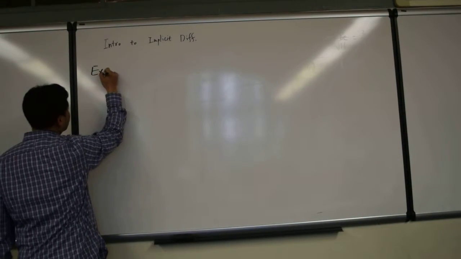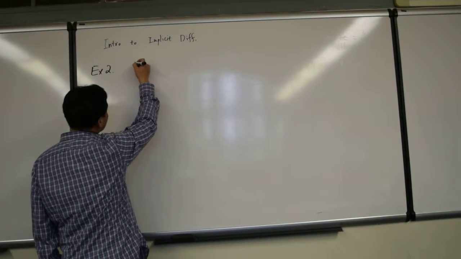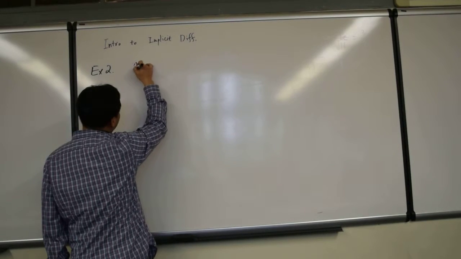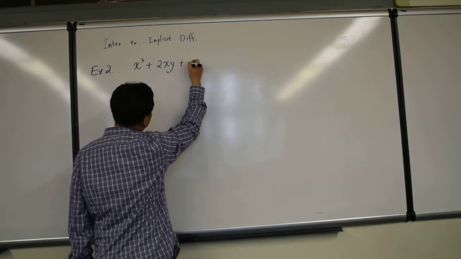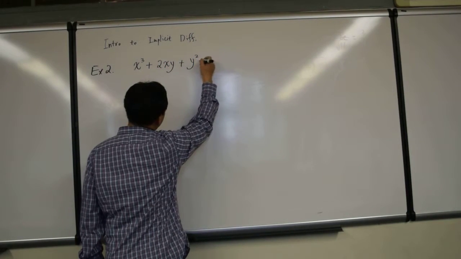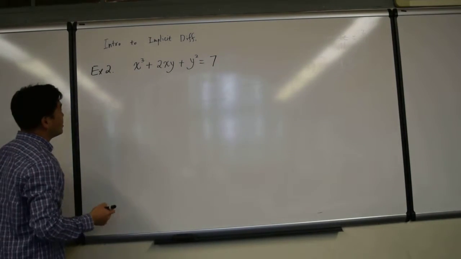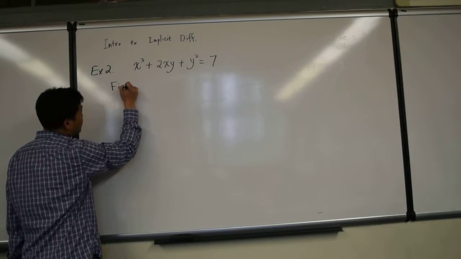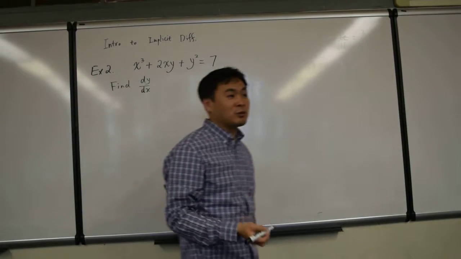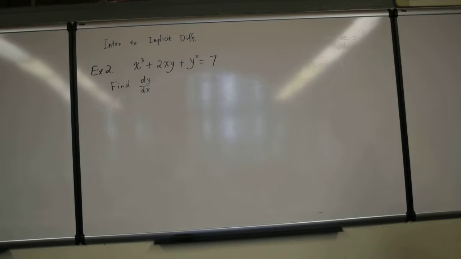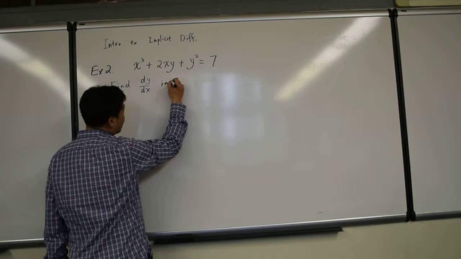Okay, example 2. Suppose you have x cubed plus 2xy plus y squared equal to 7. Okay? And the question is, find dy/dx. Meaning you have to find the derivative of y with respect to x. But the catch is, find dy/dx implicitly.